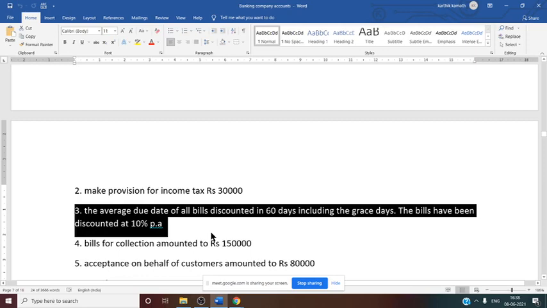Then acceptance on behalf of the customer amounted to 80,000 rupees. So now this acceptance on behalf of customer is nothing but a contingent liability. It is a contingent liability, schedule number 12. So there you can consider this information.